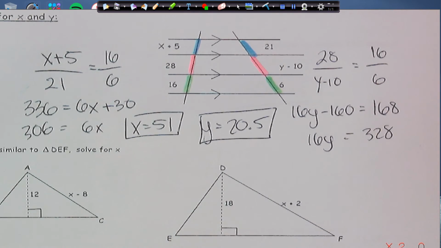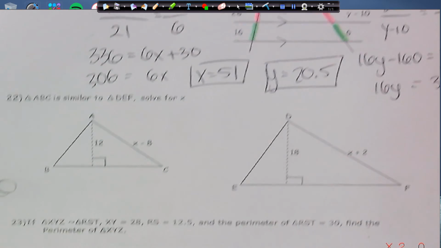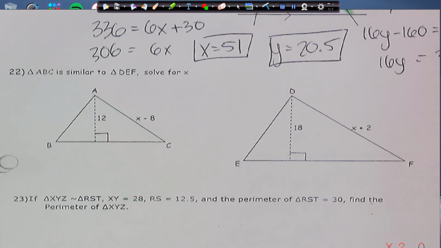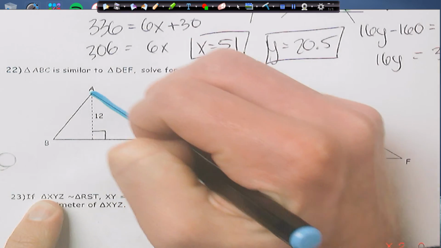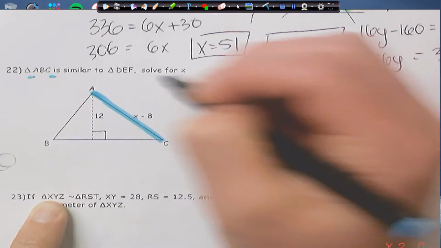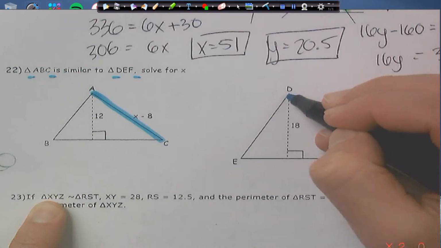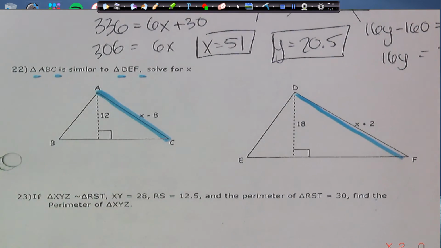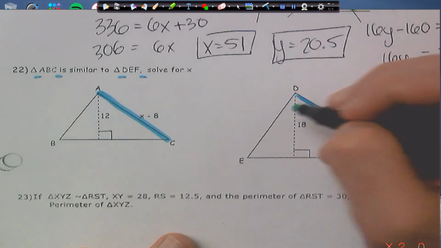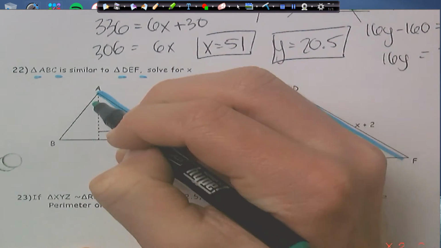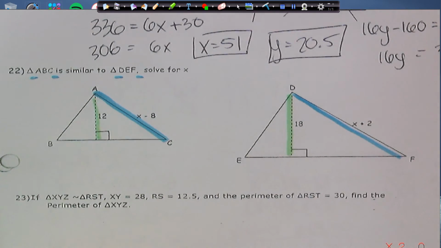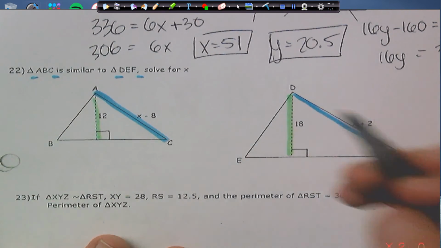All right, and we got 2 more. All right, AC here is the back and the front, so we want to match it with DF, which is right here. Notice I used the similarity statement to figure out which side matched. Now visually it just kind of looks like that, but you always want to use the similarity statement as well. Here's an altitude and an altitude, so we can compare those.